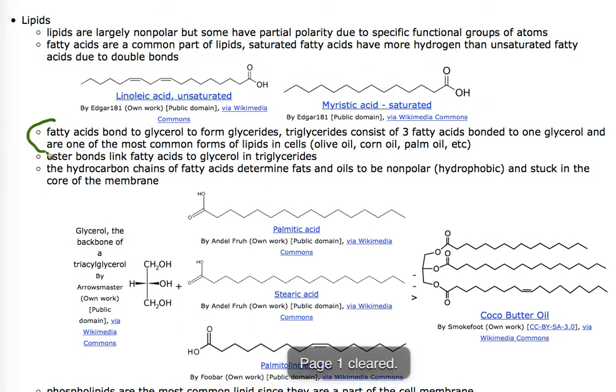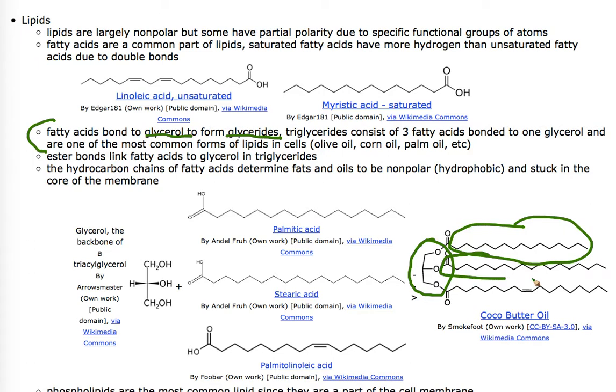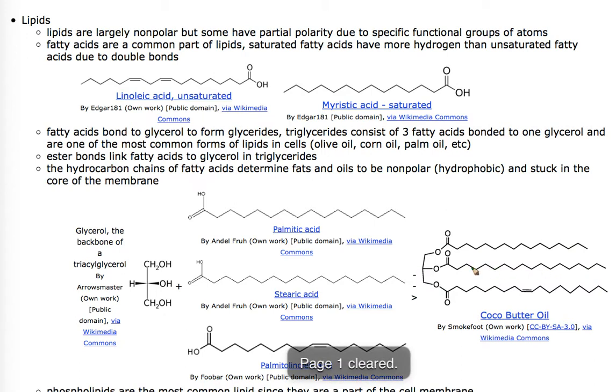Basically, fatty acids are usually not found all by themselves. They usually bond to glycerol to form what are called glycerides. Triglycerides have 3 fatty acids bonded to 1 glycerol. Here's a triglyceride. This is the glycerol residue right here. And these are fatty acid number 1, fatty acid number 2, fatty acid number 3. So this is a triglyceride here. That's cocoa butter oil. The typical phospholipid has 2 fatty acids, and this is a phosphate group instead. There's no fatty acid here. Phospholipids differ from the others in that regard.